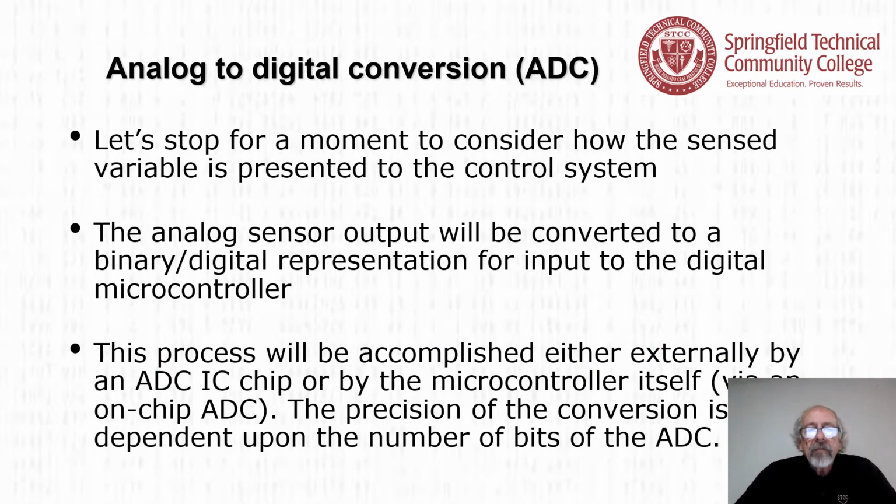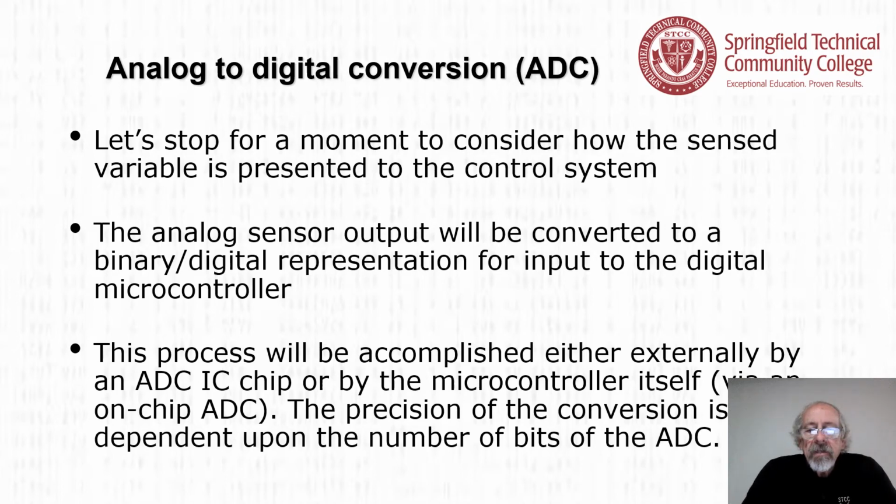That brings us to the idea of how do we actually take our analog world. Temperature is continuously variable, speed can be continuously variable, humidity and so forth. How do we convert that to digital data that can be used in, say, a microcontroller? So let's stop for a moment to consider how the sensed variable is presented to the control system. The analog sensor output will be converted to a binary or digital representation for input to the digital microcontroller.